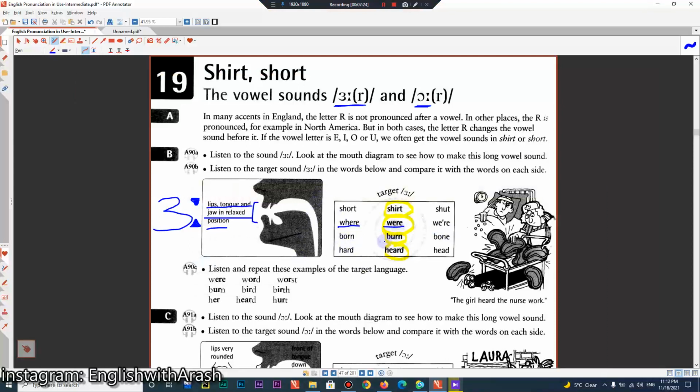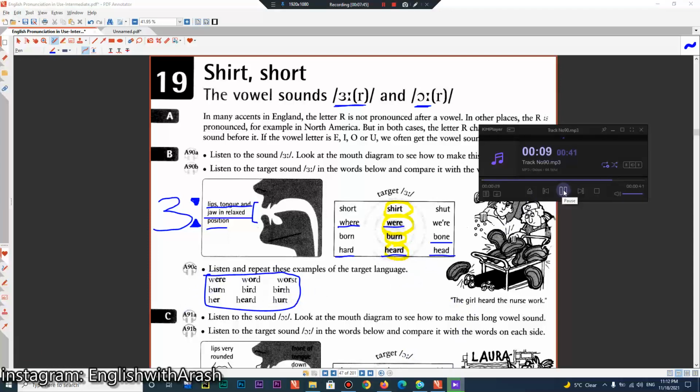Born, burn, bone. Heart, heard, head. Now there's a little tongue twister here, I think, but let's first go through some more examples here. Listen and repeat them too.